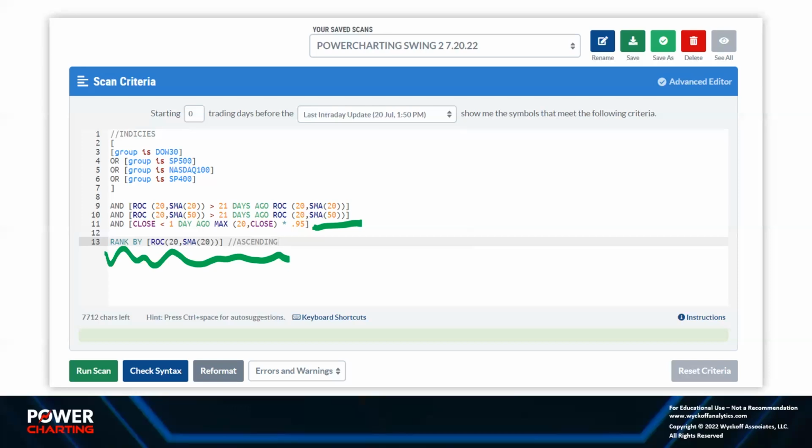Sure. And just to suggest that those of you that are interested in scanning, go into the StockCharts scanning engine and literally put this whole scan in there.